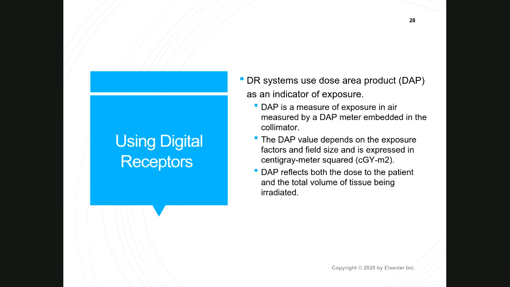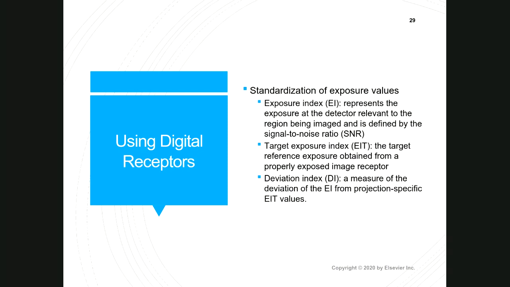It's found in the collimator, and it says the DAP value actually depends on the exposure factors in the field size, and DAP is expressed in centigray meters squared. So it reflects the dose to the patient and the total volume of tissue that gets radiated. So with DR imaging, you can actually tell how much radiation dose your patient received. With the EI values, it tells you how much radiation your PSP plate received, which is kind of indicative to how much your patient got. But with the DAP meter, way more specific with regard to patient exposure.